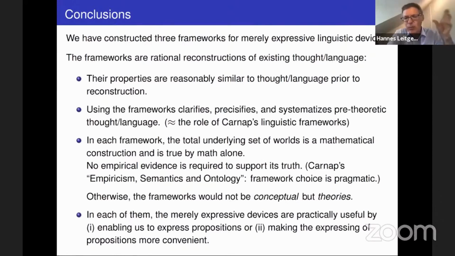And that's exactly what Carnap does when he uses linguistic frameworks. So that's his term, okay? So my conceptual frameworks are really updated versions of Carnapian linguistic frameworks. For him, they were just tools in projects of rational reconstruction and explication. In each framework, the total underlying set of worlds is a mathematical construction and true by math alone. For the same reason, no empirical evidence is required to support its truth.